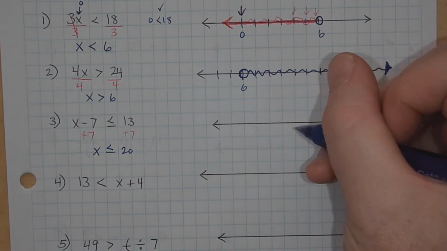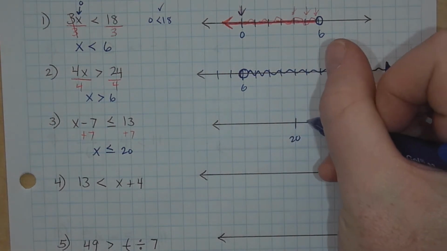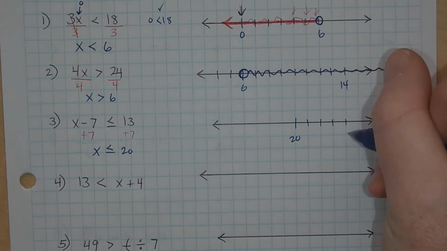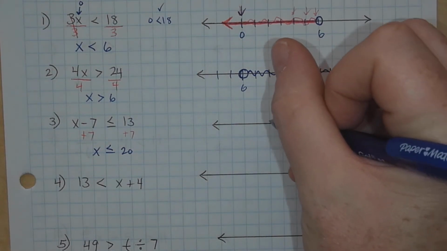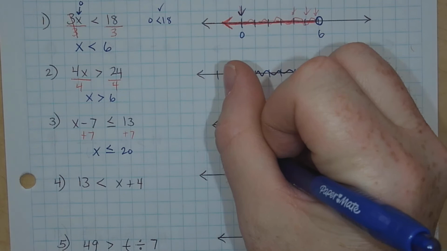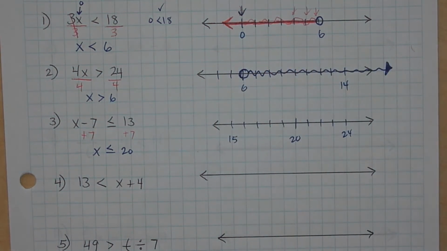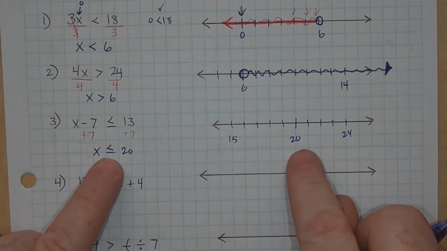Okay, so we're going to put 20. You can put 20 in the middle if you'd like. 21, 22, 23, 24. That's good. 19, 18, 17, 16, 15. That's good. Right? So we're not going to do an open circle.